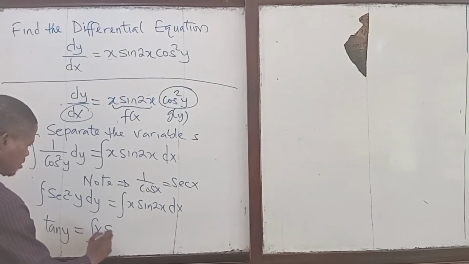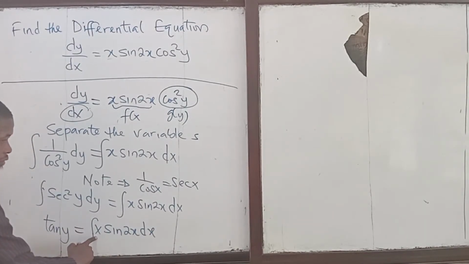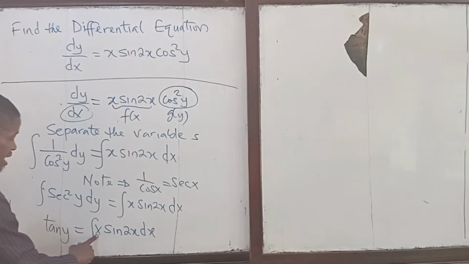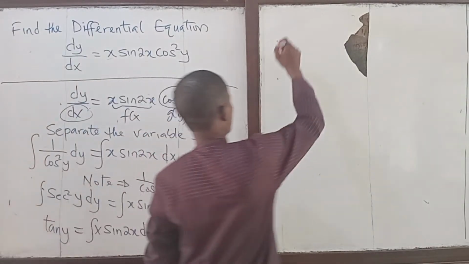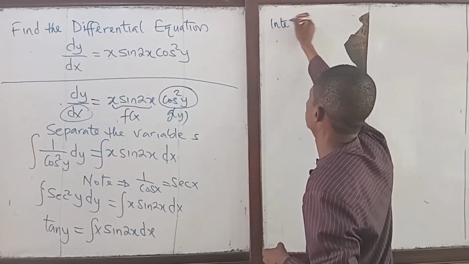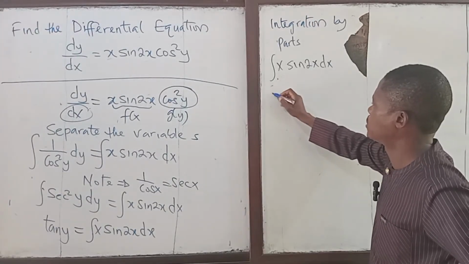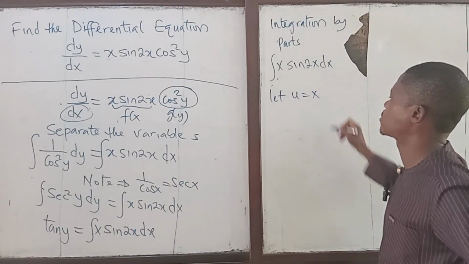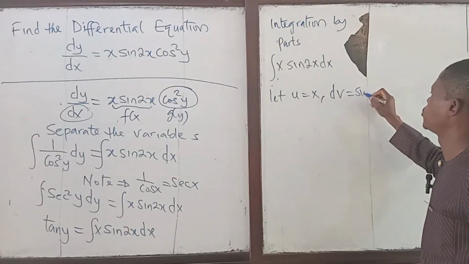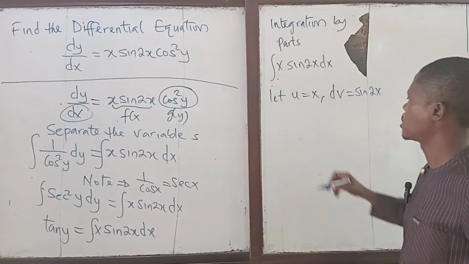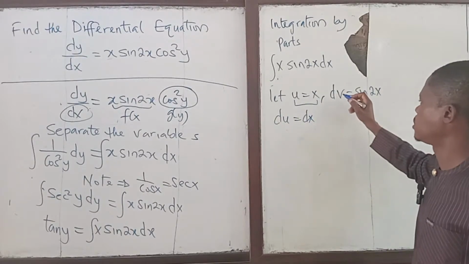It's equal to this, and this one is a product. We have x times sine 2x. That calls for integration by parts, because it's a product of two items. Let u be this, and let v be sine 2x. So u is equal to x, and then integrate this one.